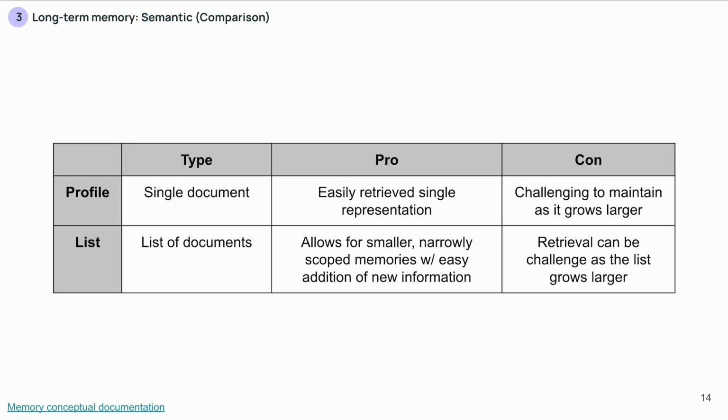There are some pros and cons between the two, and they really are for different applications. A profile is a single document, a single easy-to-retrieve representation, for example of a user, but it can be challenging to maintain as it grows larger. Alternatively, a list is very useful for something like to-dos, which I natively want to just add items to. To-dos are small and narrowly scoped. The con is, if that list were to grow really large, retrieval can be a challenge. For example, imagine I have hundreds of to-do items. How do I retrieve them for reasoning? You push some of the challenge from management over to retrieval.